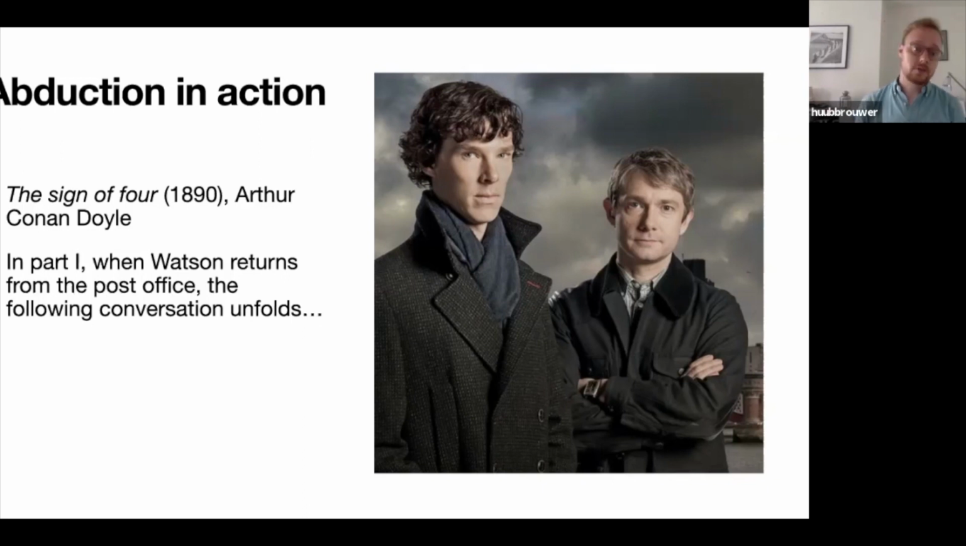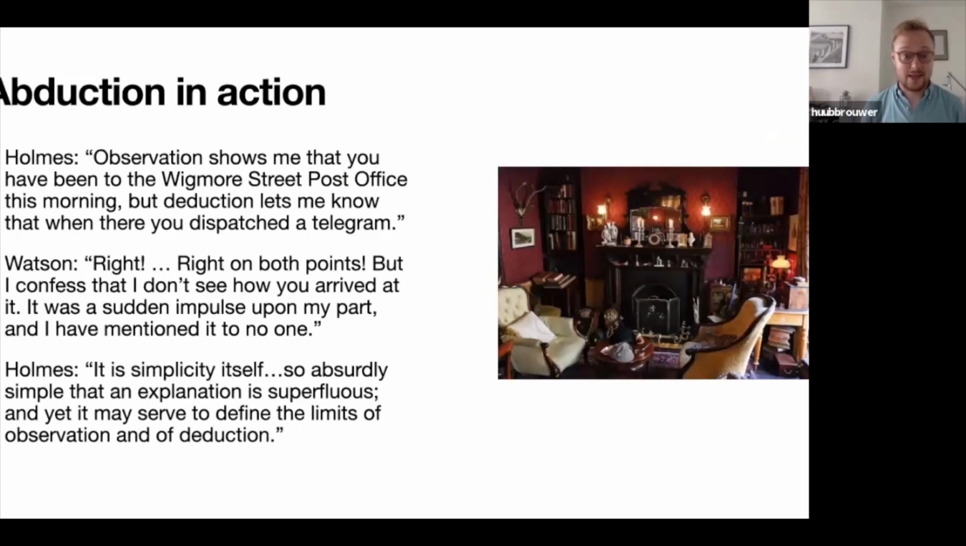It starts when Watson returns from a visit to the post office. Then Holmes says the following to him. He says, "Observation shows me that you've been to the Wigmore Street post office this morning. But deduction lets me know that when there, you dispatched a telegram." To which Watson responds, right, on both points. But I confess that I don't see how you arrived at it. It was a sudden impulse on my part, and I've mentioned it to no one. So the question is, how does Sherlock Holmes know?